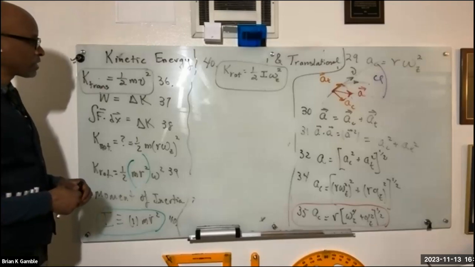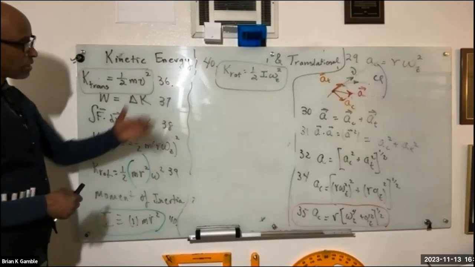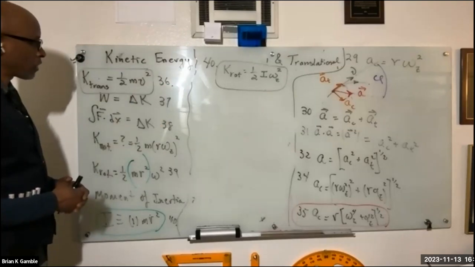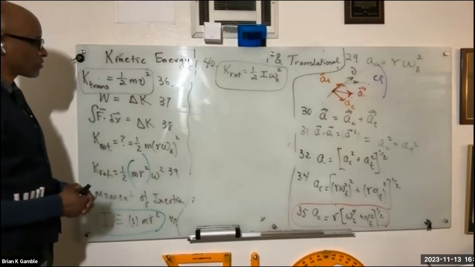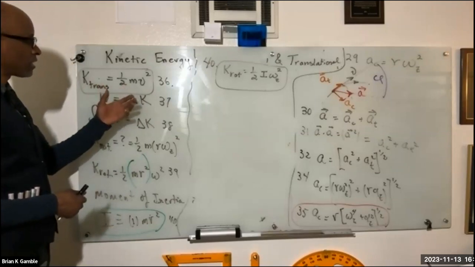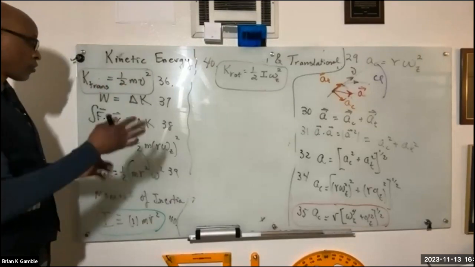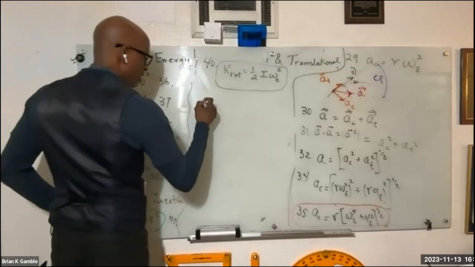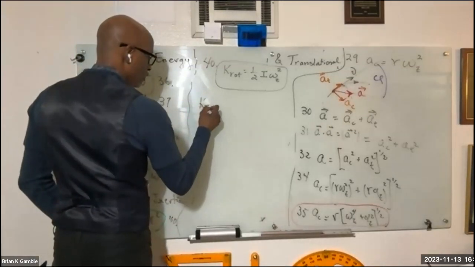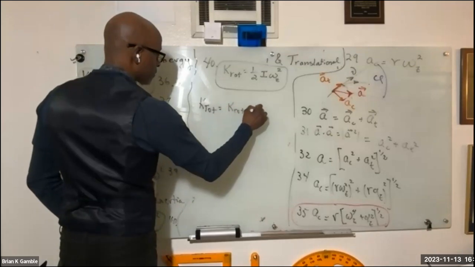So the thing that's rotating and translating has 1/2 I omega squared plus 1/2 mv squared. The thing that's only translating just has 1/2 mv squared. So we could then put these two together, right? K total is equal to K rot plus K trans.